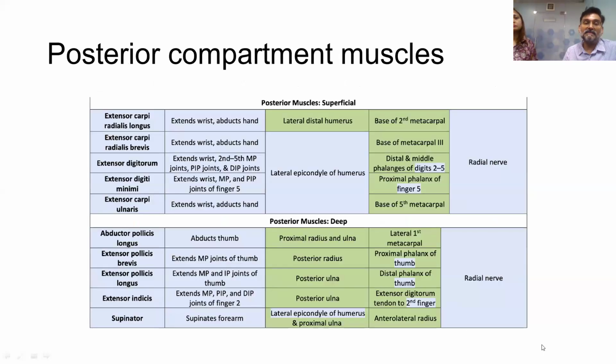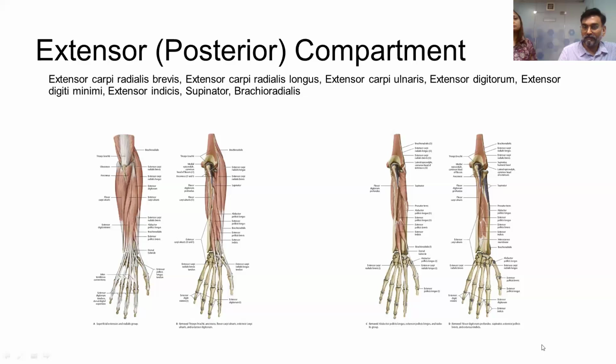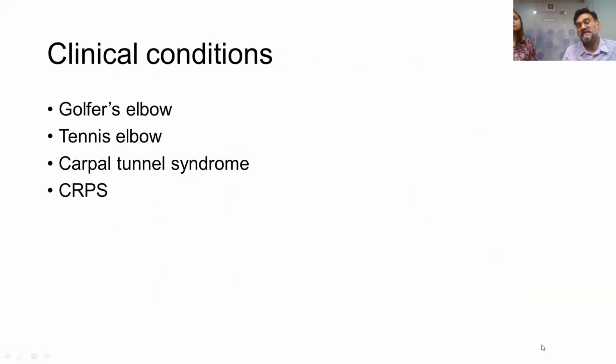The posterior compartment muscles are the superficial muscles like extensor carpi radialis longus, extensor carpi radialis brevis, extensor digitorum, extensor digiti minimi, and extensor carpi ulnaris. Whereas the deep muscles include abductor pollicis longus, extensor pollicis brevis, extensor pollicis longus, extensor indicis, and supinator. We'll consider 4 clinical conditions: golfer's elbow, tennis elbow, carpal tunnel syndrome, and CRPS.